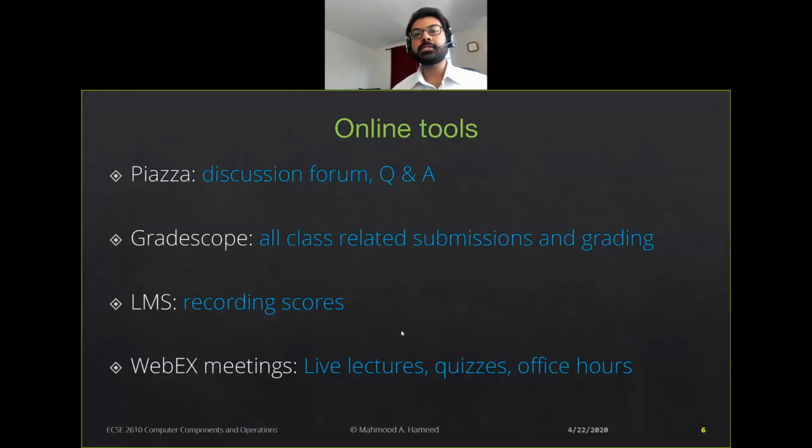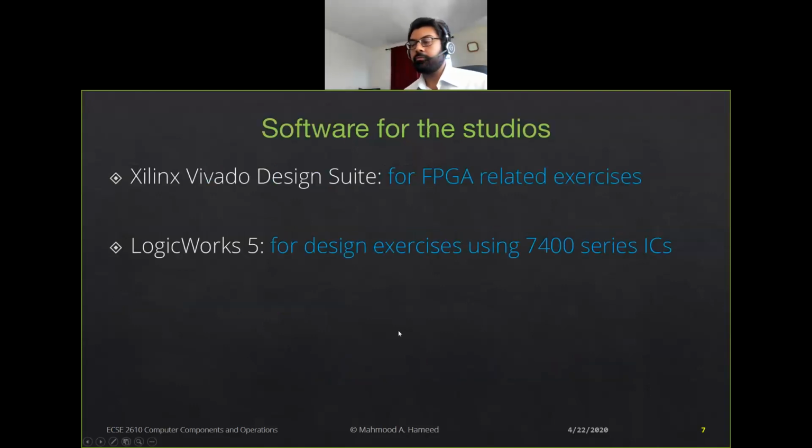Okay. Let's see here. Online tools are done. Let's move on to the software for the studios. So, two main softwares that we are going to use. These are for the studios. One is the Xilinx Vivado Design Suite. This is free for students. You just have to make an account with Xilinx. That software is going to be used for FPGA related exercises.